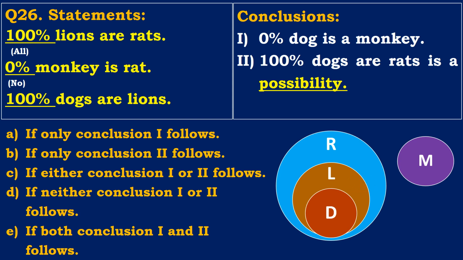Hence, conclusion 1 is correct. According to the Venn diagram, all dogs are rats. According to trick 3, the already existing relation between dogs and rats never allows a possibility. Hence, conclusion 2 is wrong. As a result, only conclusion 1 follows the statement. Hence, option A is the appropriate answer.